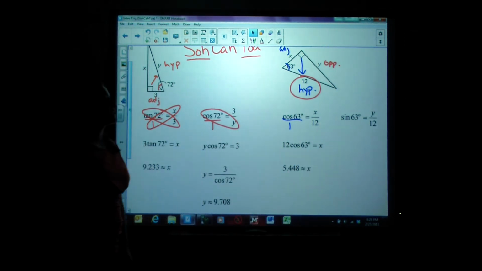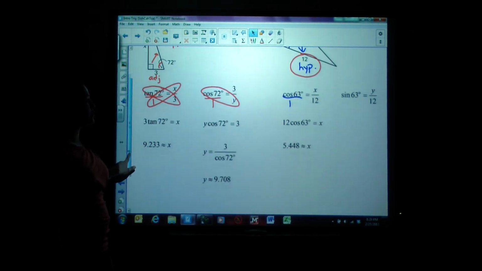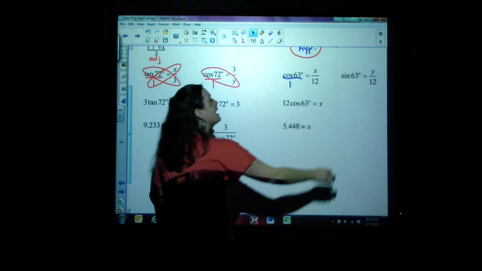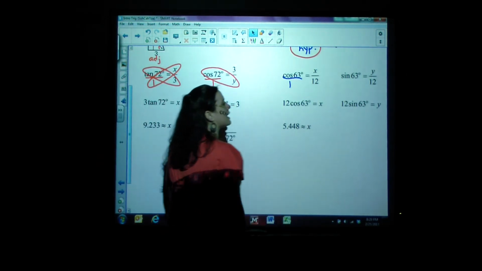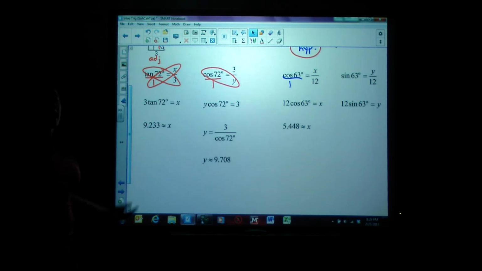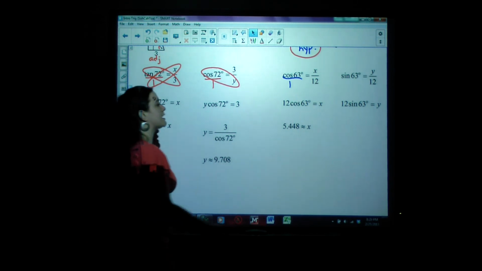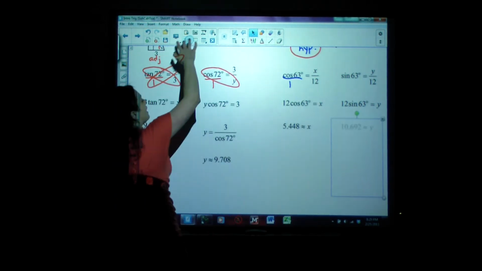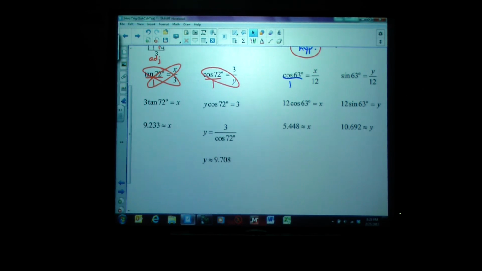And once we have the sine of 63 equals y over 12, we can cross multiply. And again, we get 12 times the sine of 63 equals y. At this point, the variable is all by itself. We get to type it in our calculator, and we end up with approximately 10.692. Now, I round to 3 decimal places approximately.